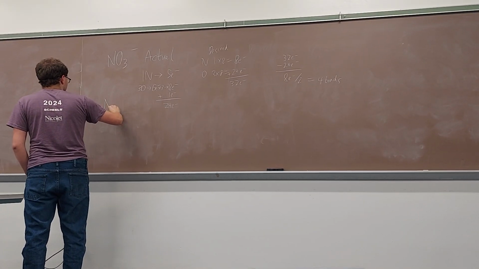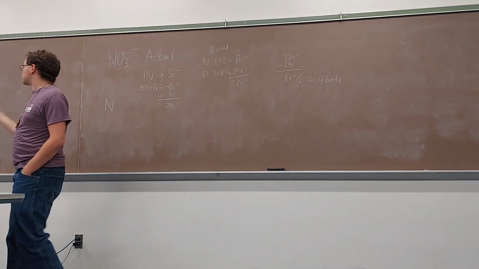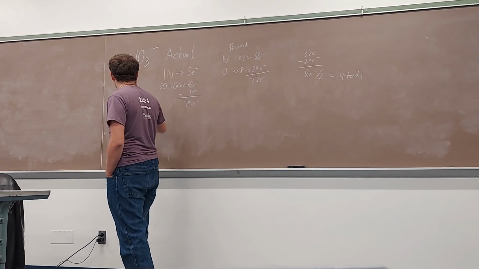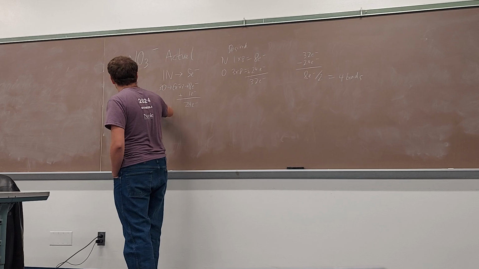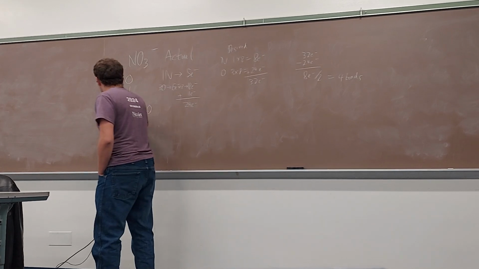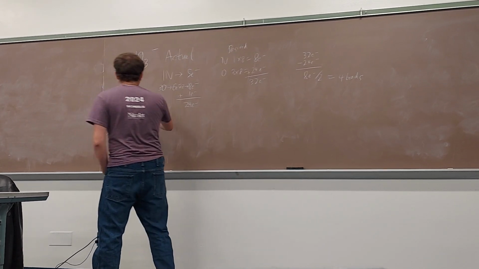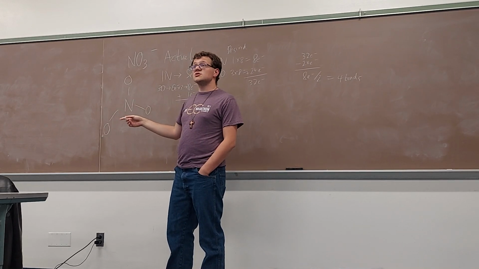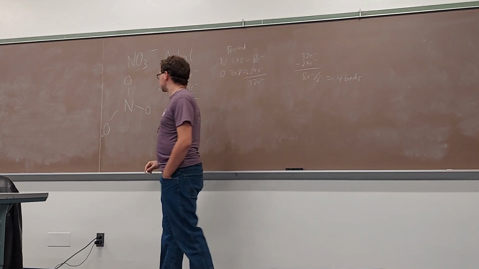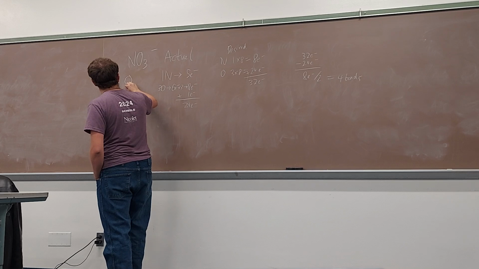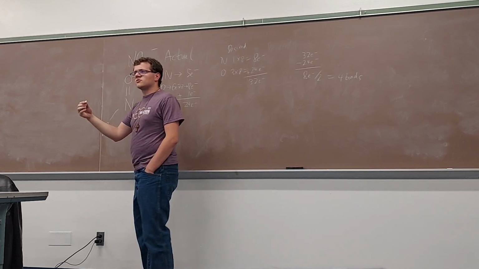We have N. It's probably going to be the one in the center since there's one of it and a few of something else, right? We have O, O, O. What's the problem? We only have 3 bonds. So we're going to need another bond on one of these. It doesn't matter which one you pick. I'm just going to pick this one. And then let's fill in the rest of the electrons.